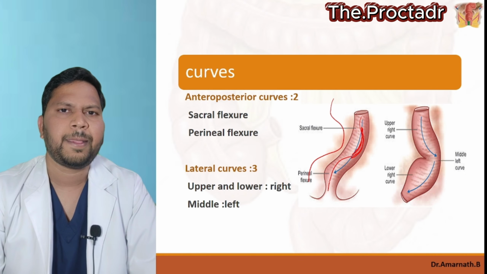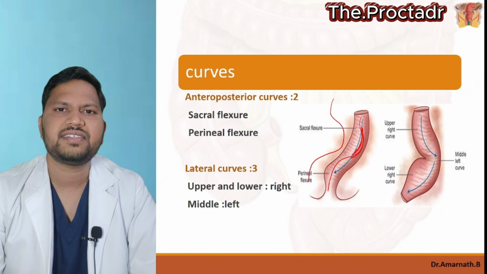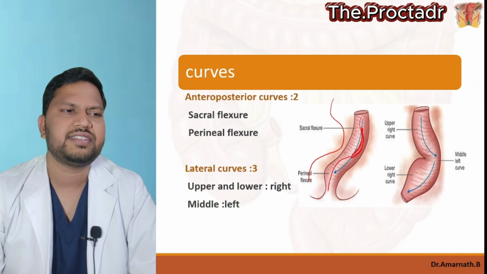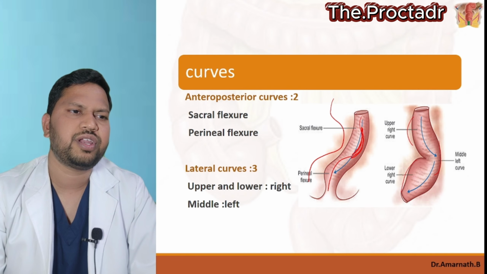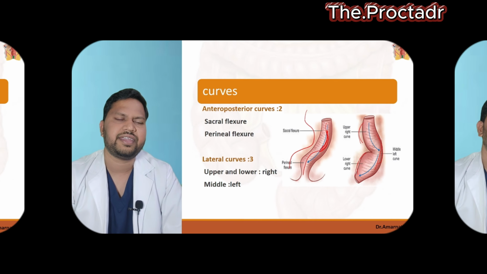And when we see the rectum laterally, it consists of three curves, that is upper curve, middle curve and lower curve. The upper and lower curves are on the right side, and the middle curve is on the left side. So upper right curve, middle left curve and lower right curve.